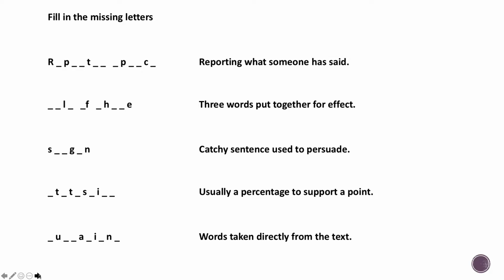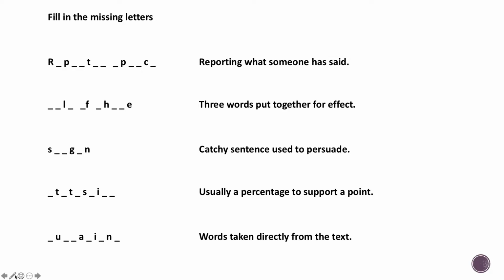Next one, usually a percentage to support a point, would be statistics. So the idea of using numbers and percentages to say, for example, 85% of the people we interviewed in the school agreed that the catering facilities were not good enough. So that's the idea. If you've got percentages, statistics to support your point of view, it will make your ideas more persuasive. And the last one, words taken directly from the text, would be a quotation.